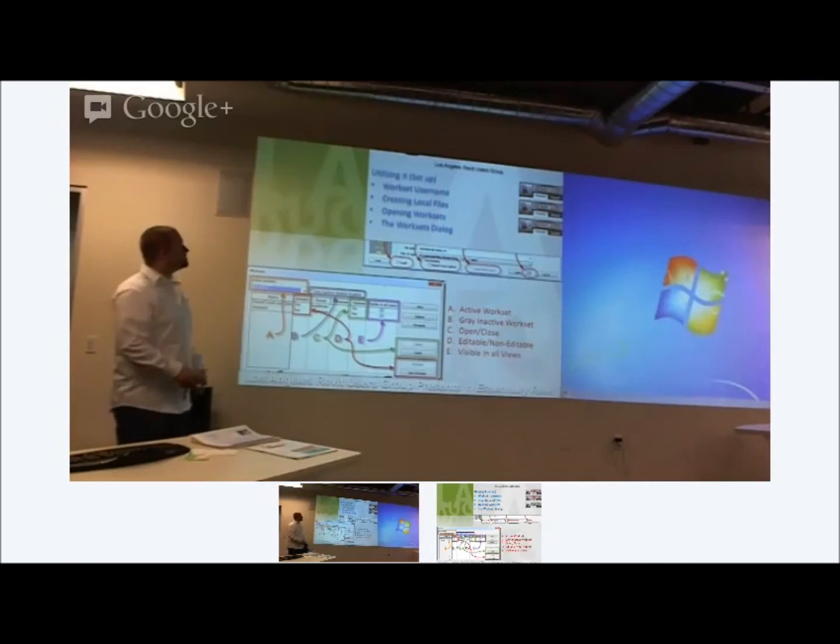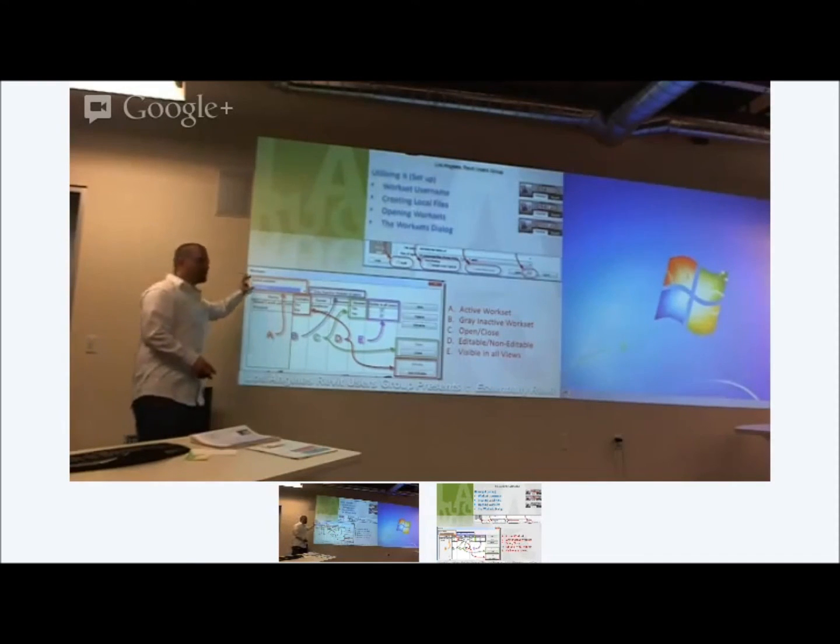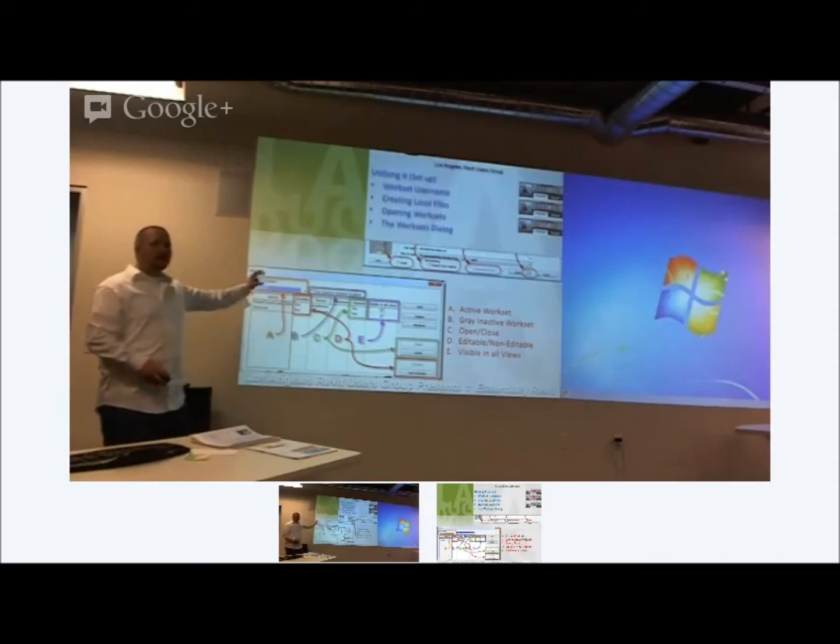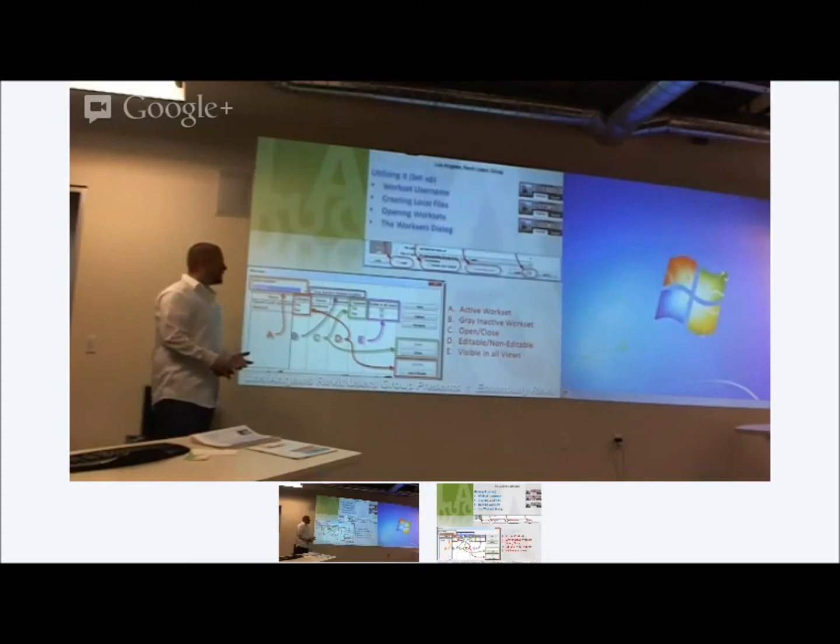And then this football diagram down here is basically going over all the different ways to utilize the Worksets dialog box. Active Workset is the thing where, when you're working in the file, you choose what the active Workset is.